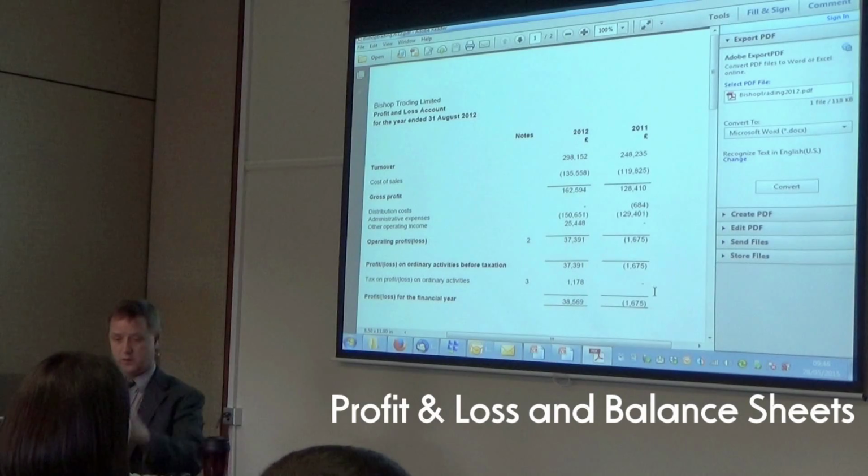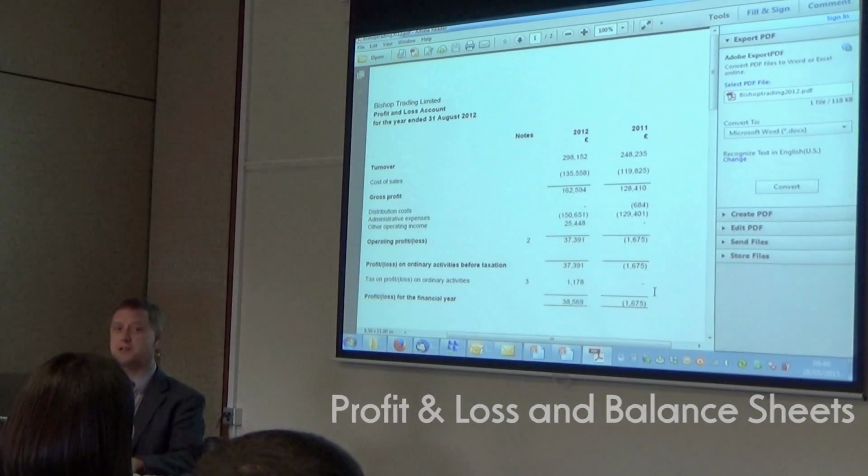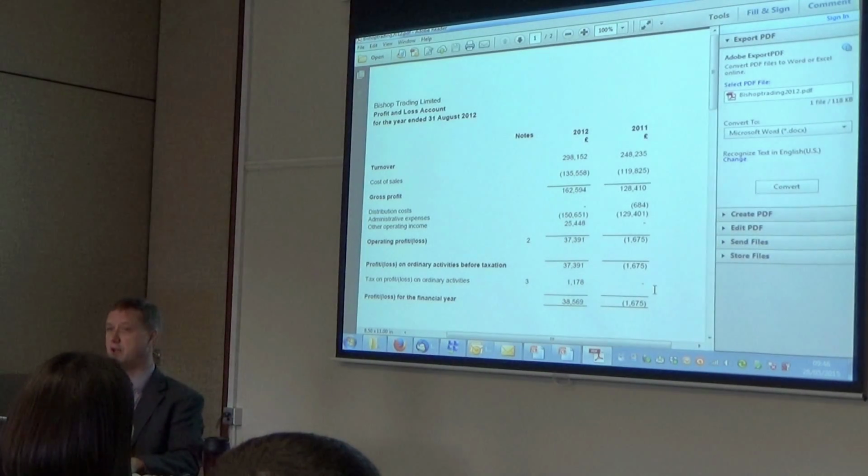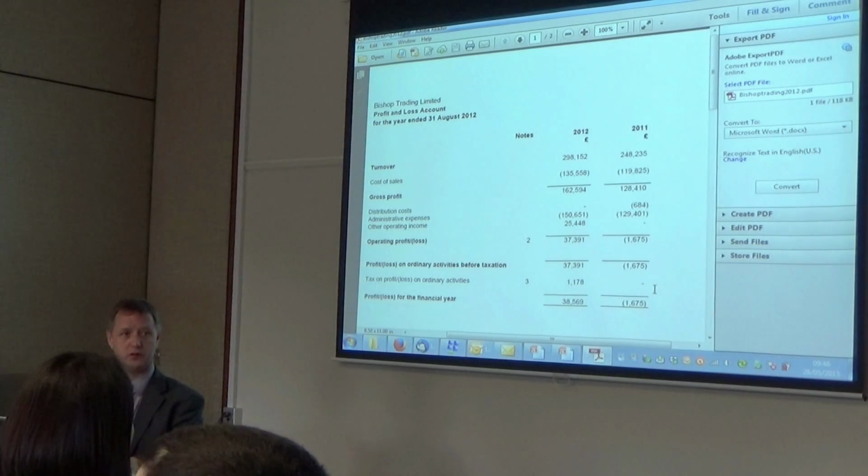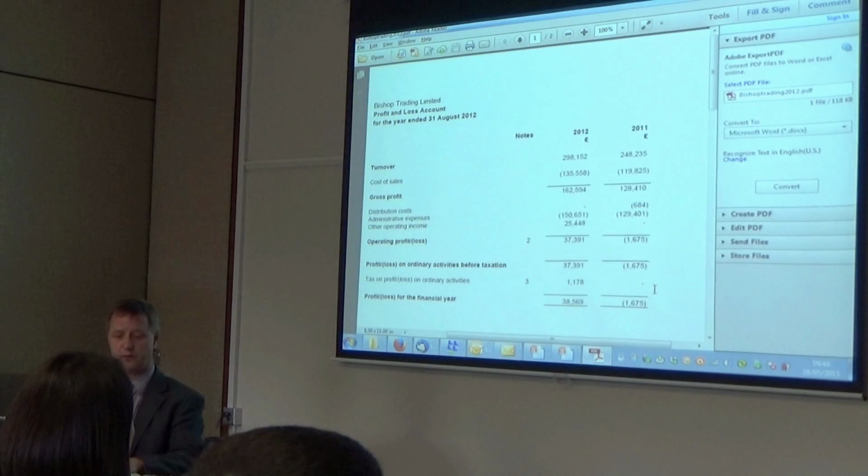So, has anybody not seen something like this before? A profit and loss statement. Has anybody not seen that? You haven't, Tracy. Okay, so just roughly the structure of it.